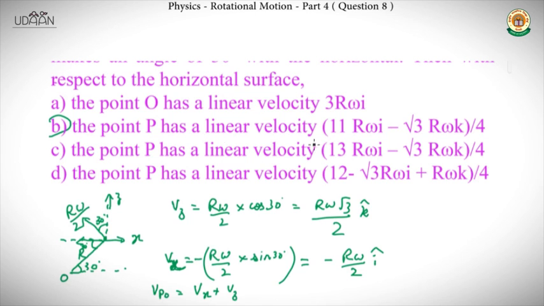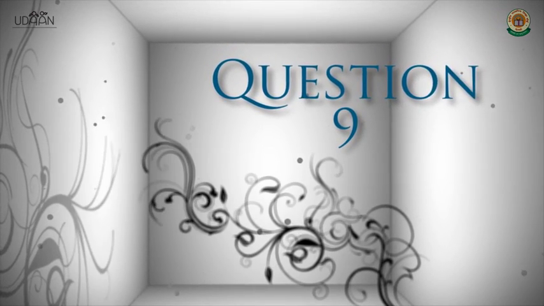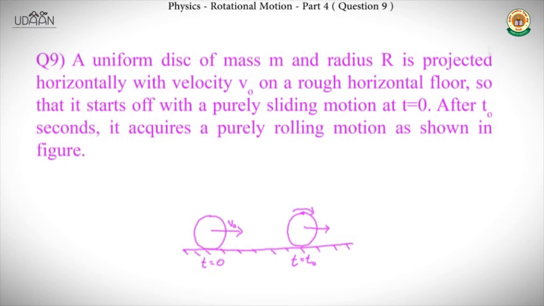The point P has a linear velocity of 11 r omega i cap minus root 3 r omega k cap by 4. So that was question number 8. So let's move on to question number 9.